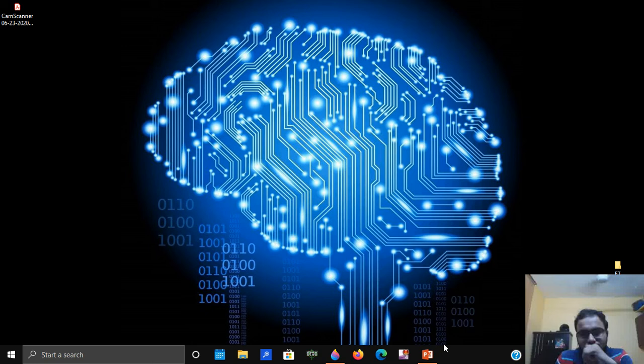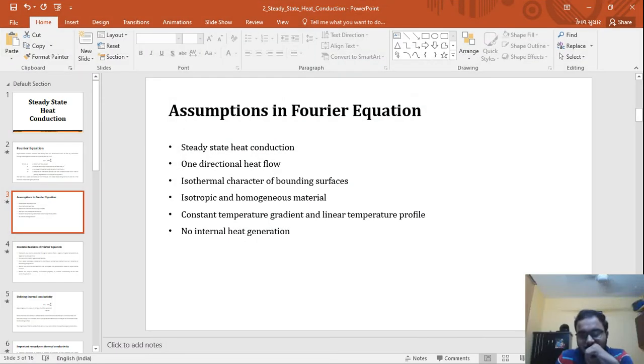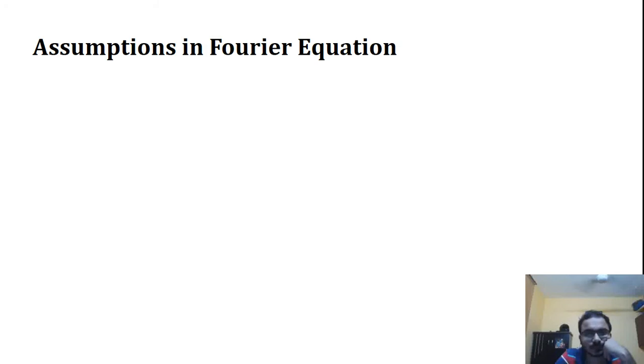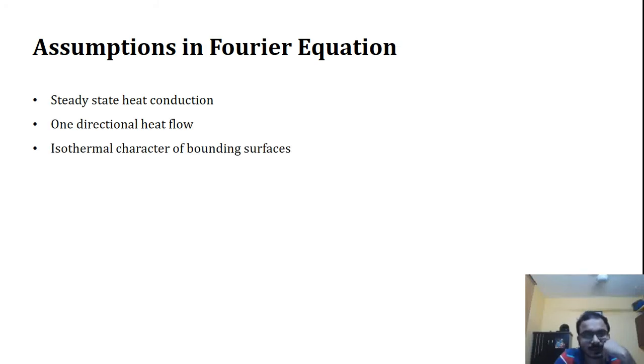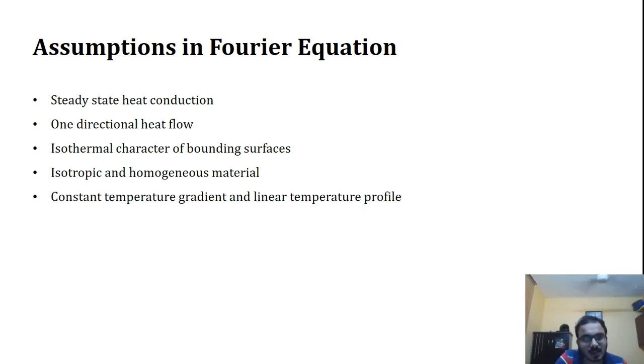So that is called the isothermal nature of bounding surfaces. Fourth is isotropic and homogeneous material. Now we will study what is isotropic and homogeneous material in our next theory.